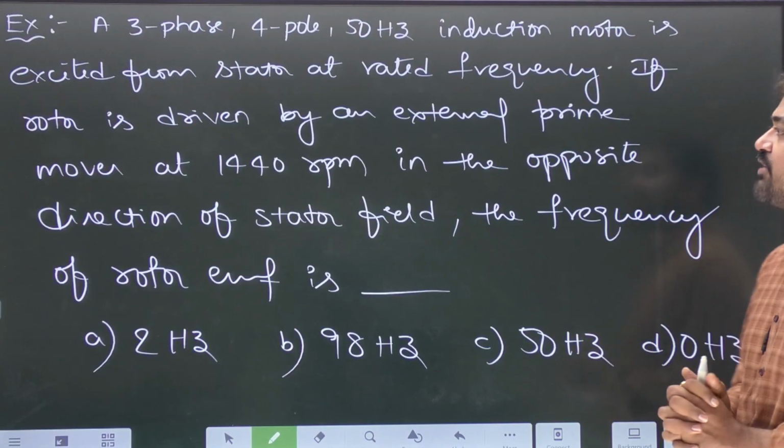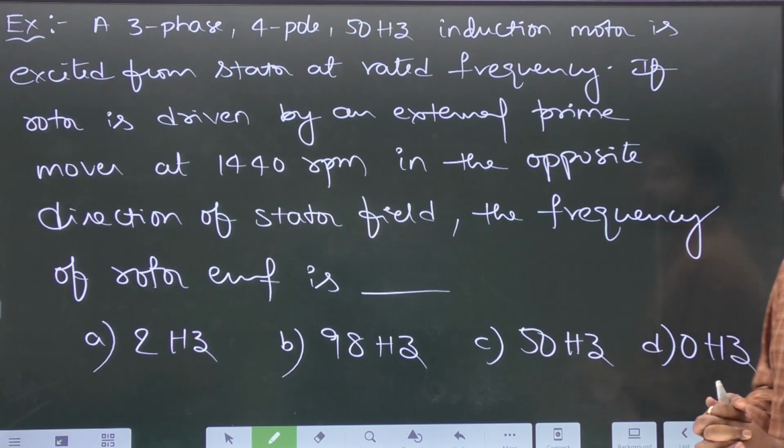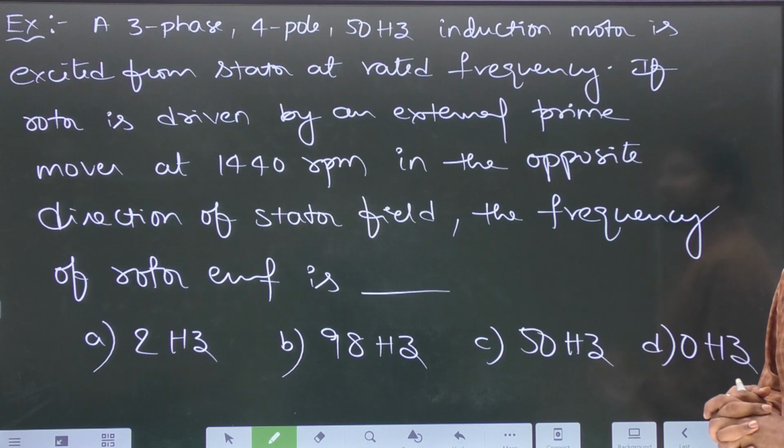All right, so we have one more example with us now. Just read this problem. A three-phase 4-pole 50 Hz induction motor is excited from the stator at rated frequency. If the rotor is driven by an external prime mover at 1440 rpm in the opposite direction of the stator field, the frequency of rotor EMF is how much?